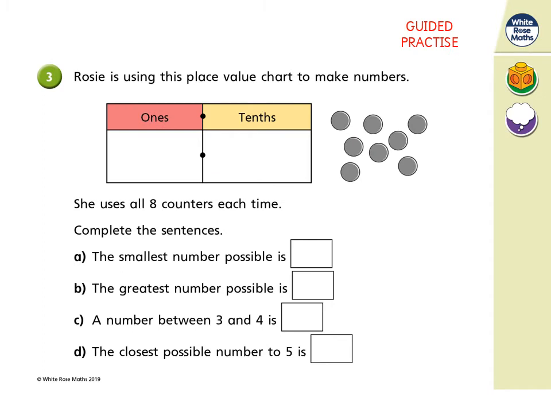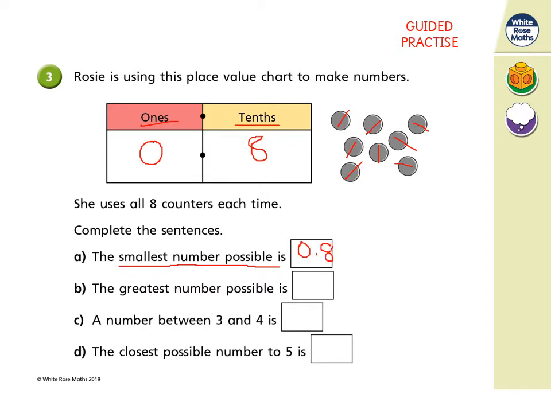So our question is, Rosie is using this place value chart to make numbers. And we have our ones, and our smallest value that we are working with today is our tenths. So she uses all 8 counters each time. And so we've got to complete the sentences. So the smallest number possible is, I would make sure that I have 0 ones, and then use these as tenths. Because remember, I have to use the counters each time. So I would have 0.8 as my smallest possible number.